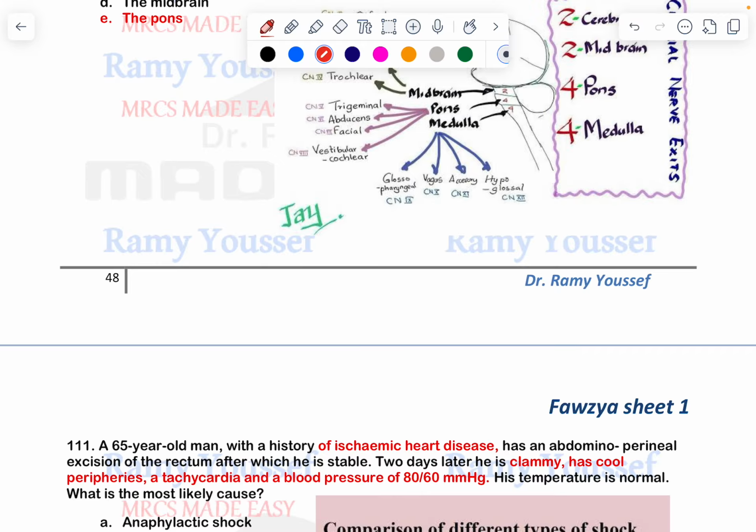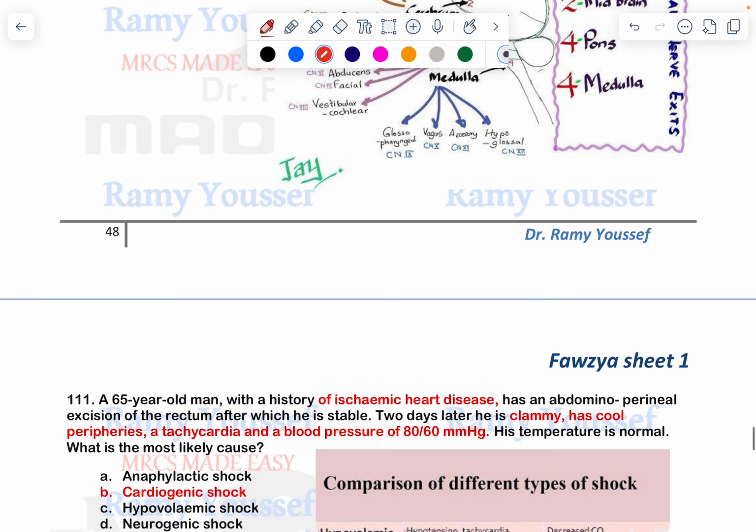A 65-year-old woman with a history of ischemic heart disease has an abdominoperineal excision of the rectum, and is stable. Two days later, she is clammy, cold peripherally, tachycardic, blood pressure 80/60, temperature normal. So this can be ischemic heart disease. So cardiogenic shock. Already ischemic heart disease explains it.